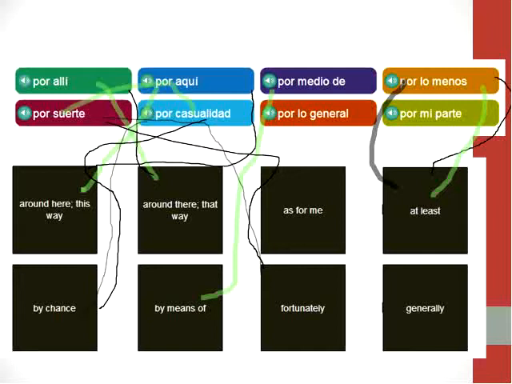Por casualidad, by chance. Very good, I see that. How about por lo general? You can see that word general. General, very good, you got that. And the last one, por mi parte, as for me. Very good, awesome.